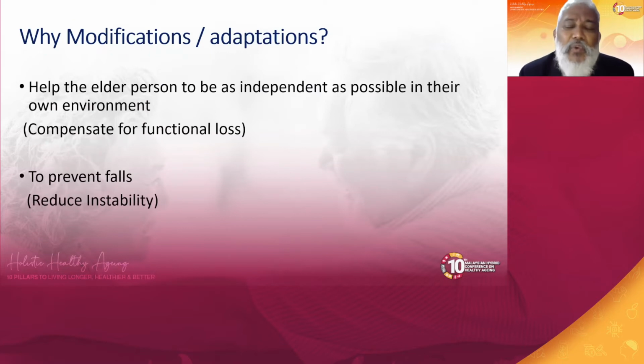So why are modifications or adaptations needed? It's very much needed to help the elder person to be as independent as possible in their own environment, and this will help them to compensate for their functional loss. And the main purpose is, of course, we know falls are a common issue when we get older, and these modifications will surely try to minimize the potential for falls.